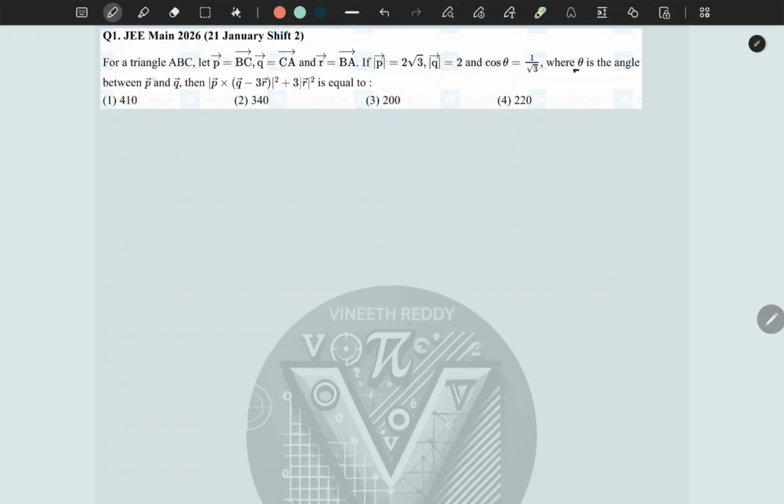So the first question says, for a triangle ABC, P bar is equal to BC bar, Q bar is equal to CA bar and R bar is equal to BA bar. Magnitude of P is 2 root 3, magnitude of Q is 2, cos theta is 1 by root 3, where theta is the angle between vector P and vector Q. Okay, fine. So let me try to draw the triangle.